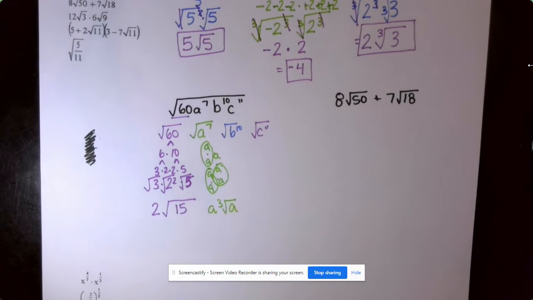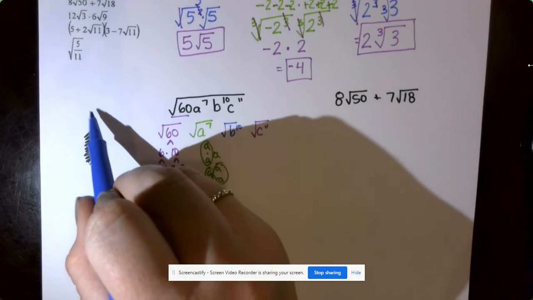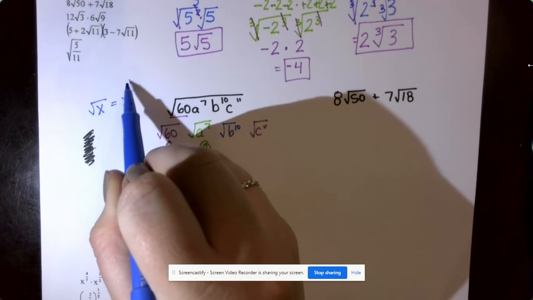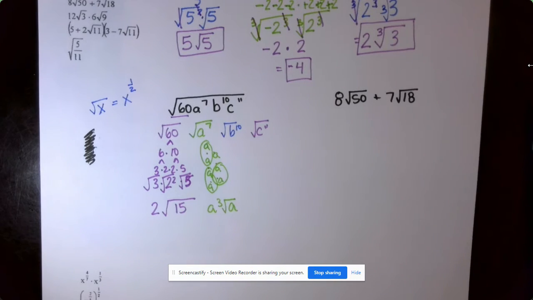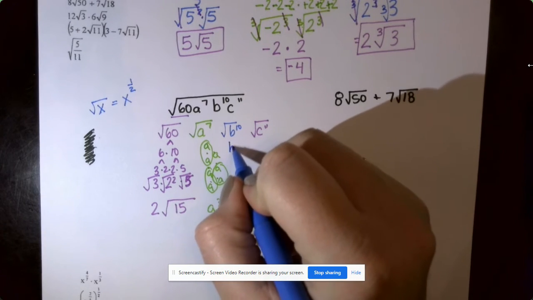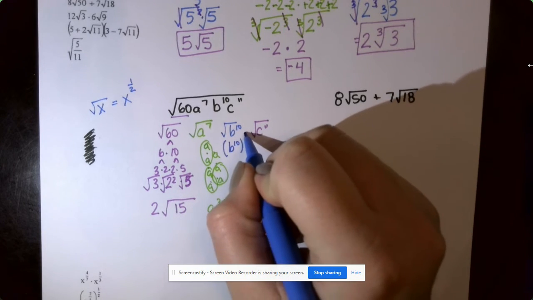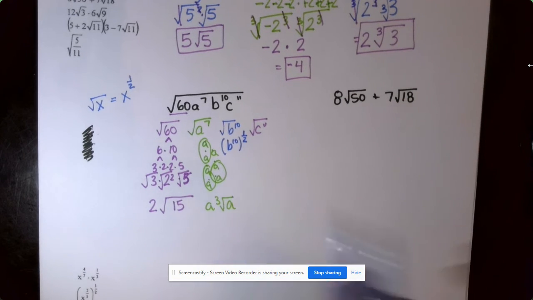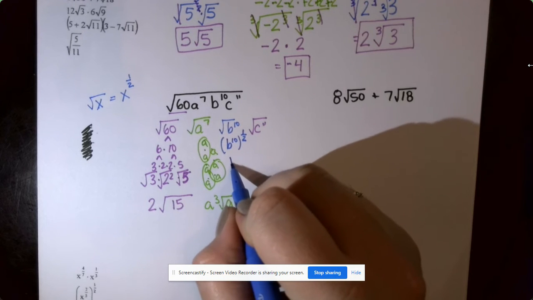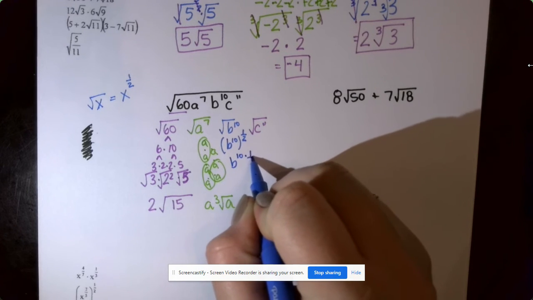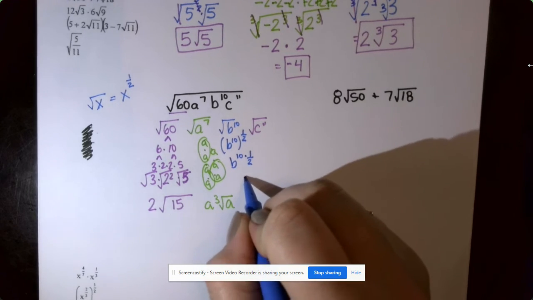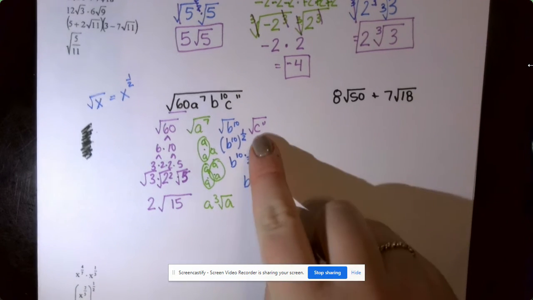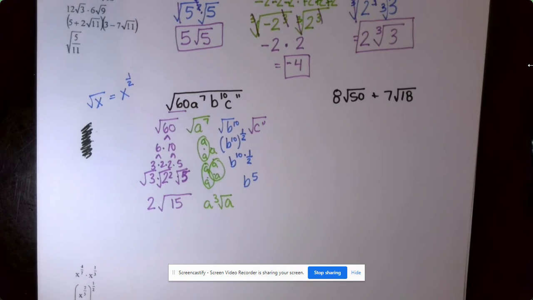You can also remember off the top of your head from class that the square root of x can also be written as x to the 1/2 power. And so we can change this into b to the 10th, but that's to the 1/2 power. And what we do with exponents outside of a parentheses is we multiply them together. So really this is b to the 10 times 1/2, or b to the 5th. Notice there's nothing left.